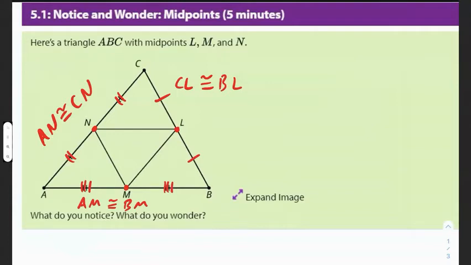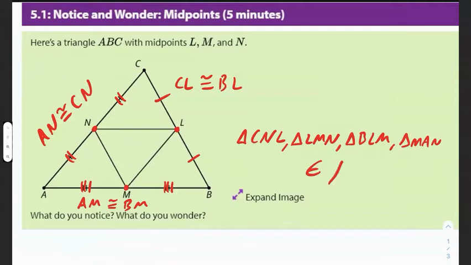Did you notice that maybe all four of these triangles exist within the same triangle, right? So triangle CNL, triangle LMN, triangle BLM, triangle MAN. They all belong to the larger triangle, triangle ABC, right? So they all belong inside.